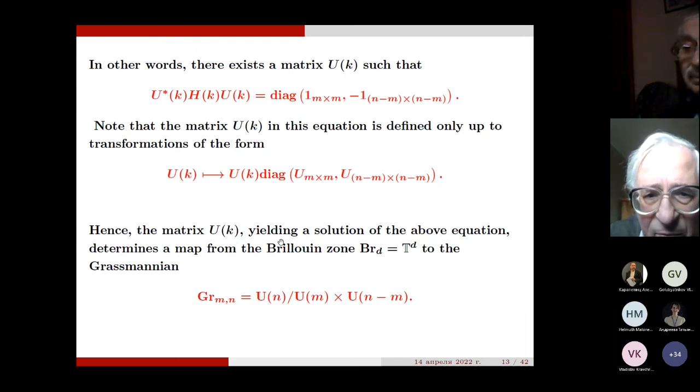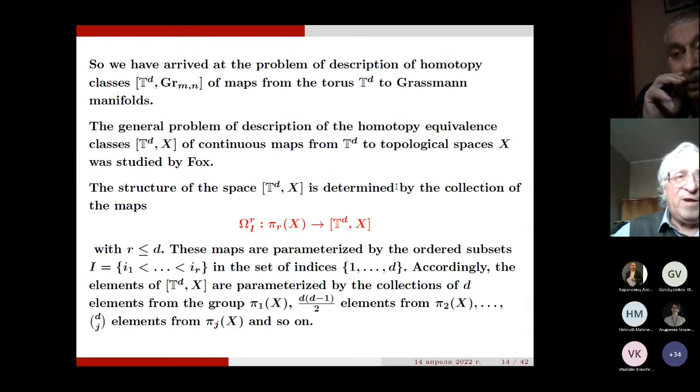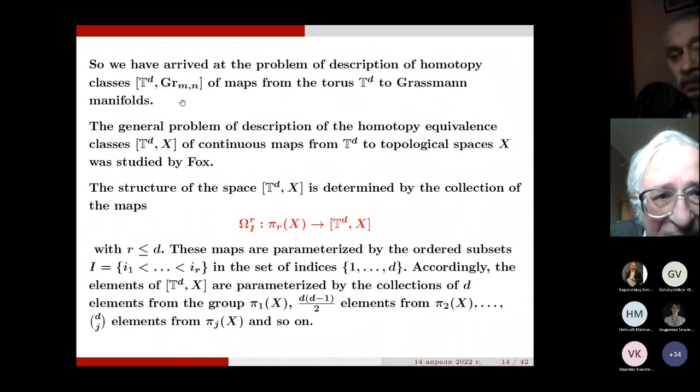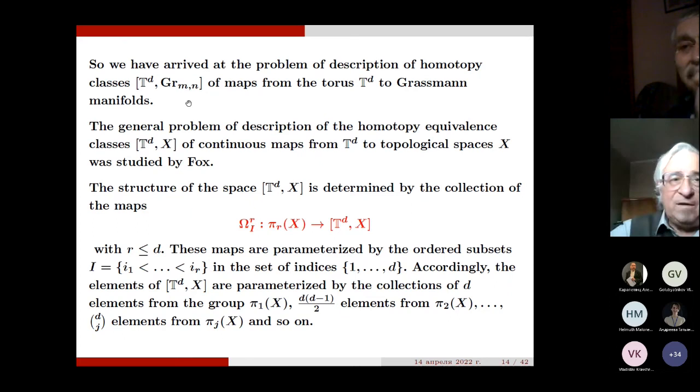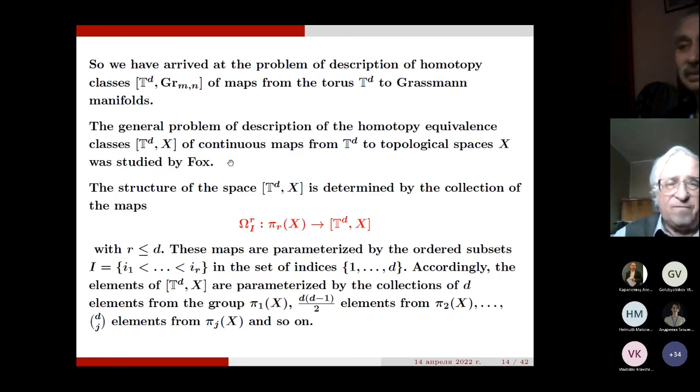Hence, the matrix U of k, which yields a solution of the above equation, determines a map from the Brillouin zone, which is just a torus, to the Grassmannian. The Grassmannian is just the quotient of the unitary group U(n) by the product of U(m) and U(n-m). It follows from this remark. So we have arrived at the problem of description of homotopy classes of maps from the torus T^D to Grassmann manifolds. In fact, this general problem of description of homotopy equivalence classes of continuous maps from the torus to topological spaces X was studied by Fox, who was one of the initiators of knot theory.